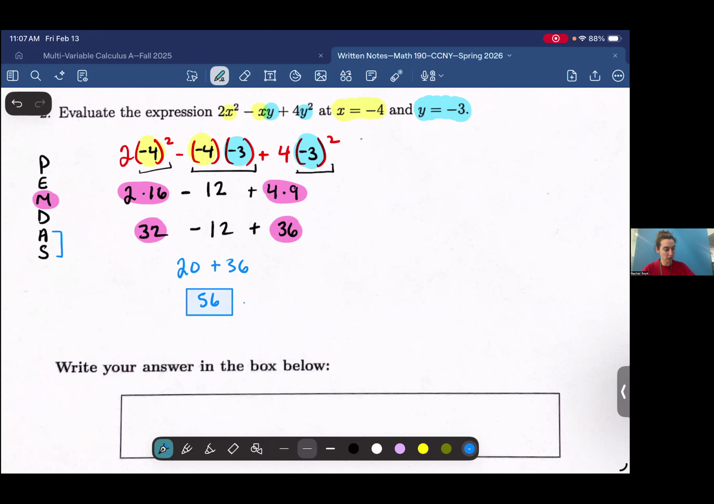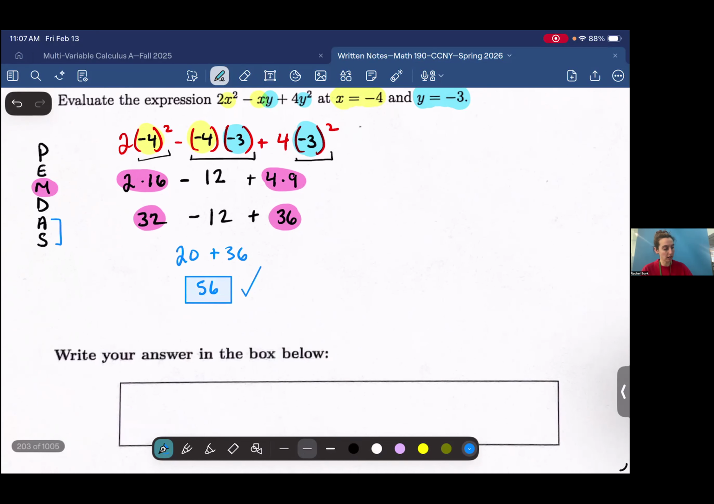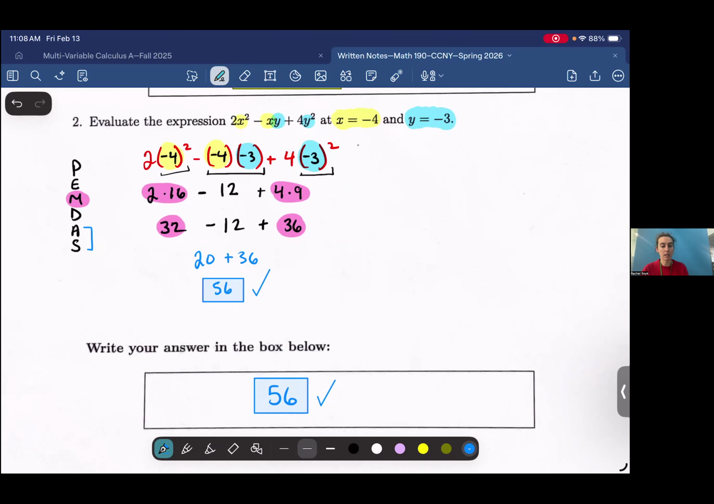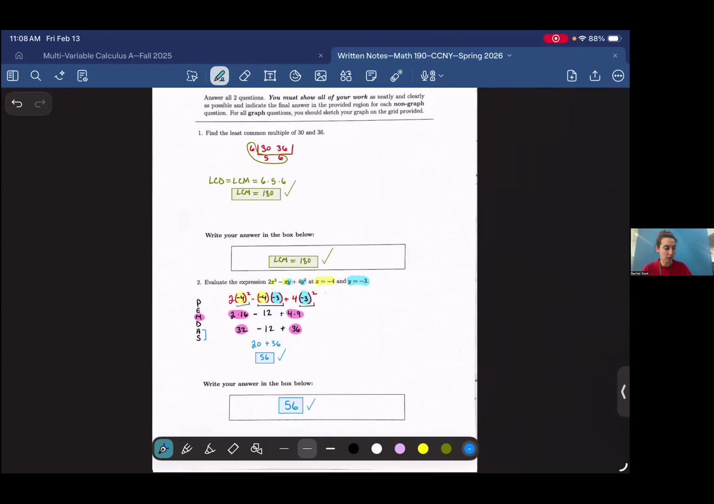Once again, once you have your answer, you're going to go ahead and put it into the answer box down below here. And so that's it. That completes our question 2, as well as the end of our quiz 1.